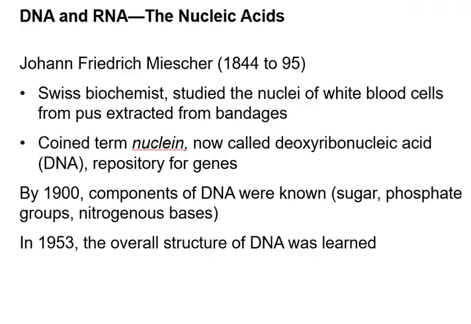The study of nucleic acids and genes is relatively new. A Swiss biochemist was looking at white blood cells in pus that he got out of bandages, and he was the one who gave us the name nuclein, which we now call deoxyribonucleic acid. So we kept this part of his word, but we added the deoxyribo because there's two kinds of nucleic acid. There's ribonucleic acid, which would be RNA, and then there's deoxyribonucleic acid, which is DNA. And DNA is where our genes are.